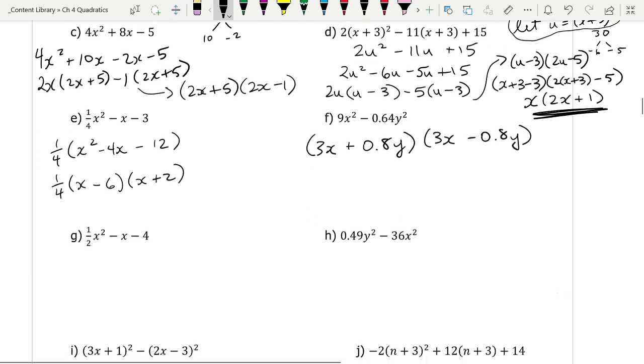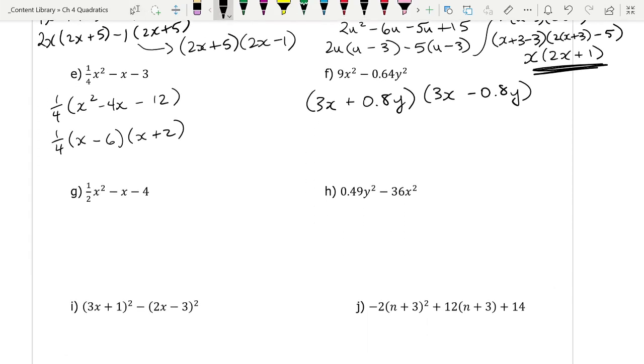For G, I'm going to use the same strategy I used for E. 1/2 is going to factor out first. Everybody see how I did that? Now ask myself what two numbers times to make -8 and add to make -2. And that's -4 and +2.